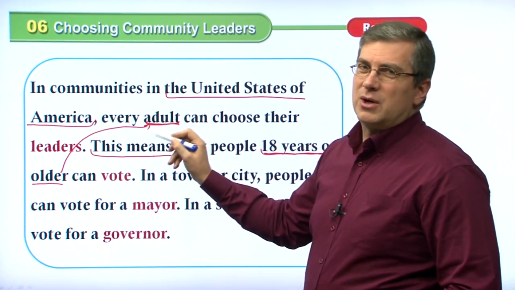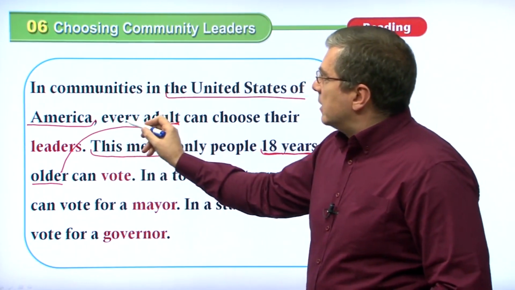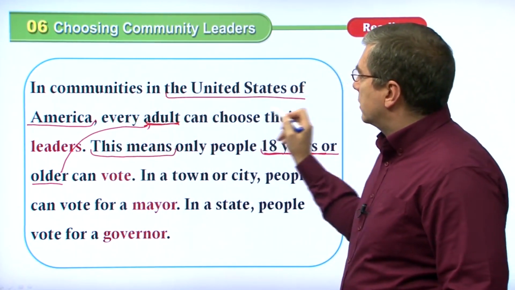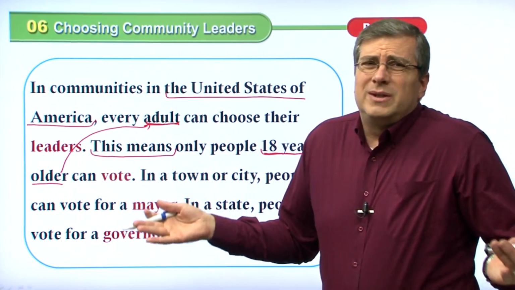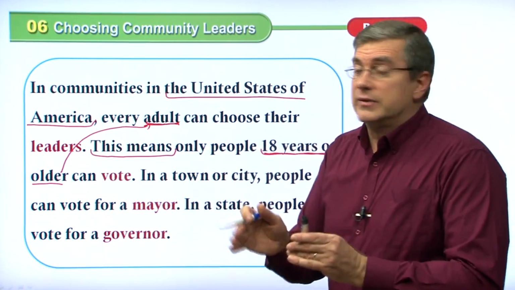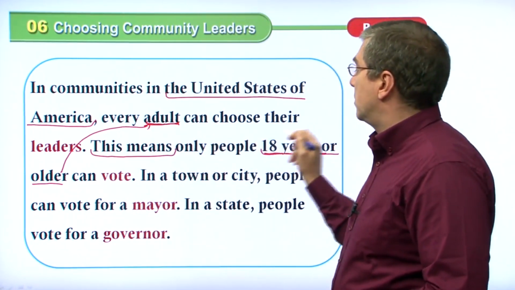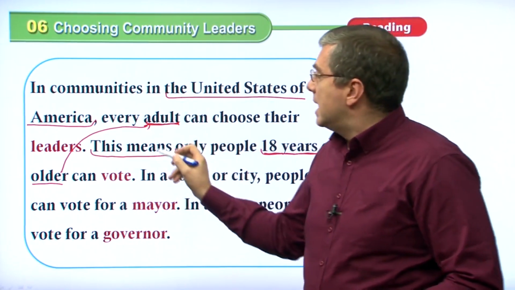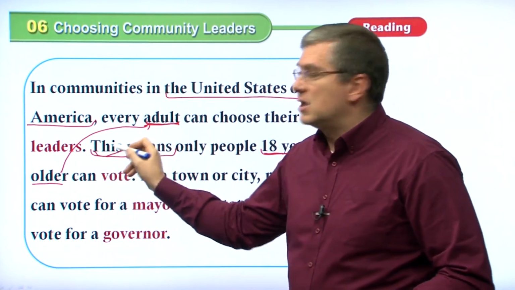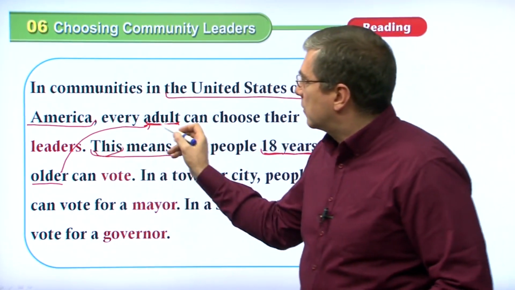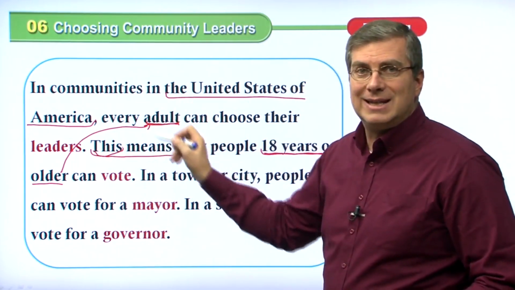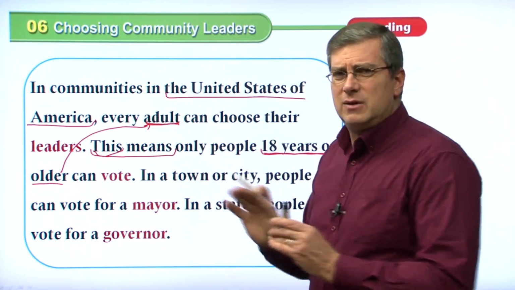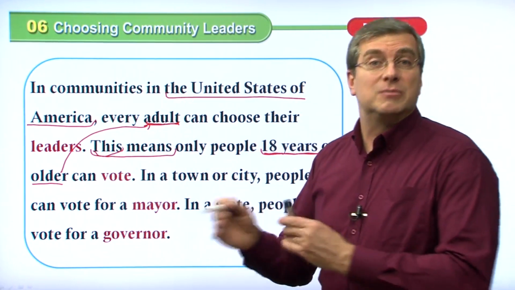And that's a good expression, by the way. This means. So if you make a statement, every adult can choose their leader, what does that mean? This means, okay? This means only people 18 years or older can vote. Use this. It's much better to use this than it, because we're referring back to a concept or an idea. It's better to use this. Don't use it means. Say this means.